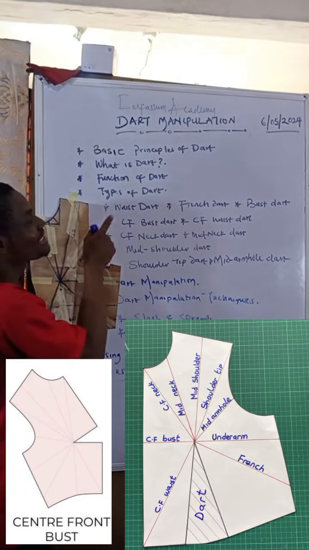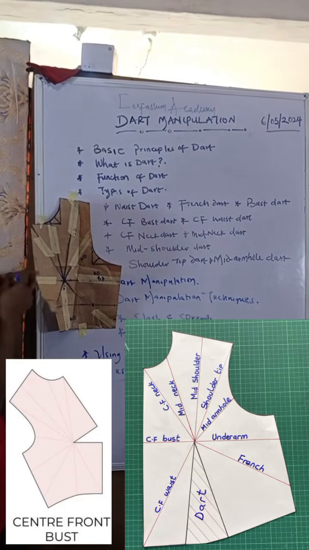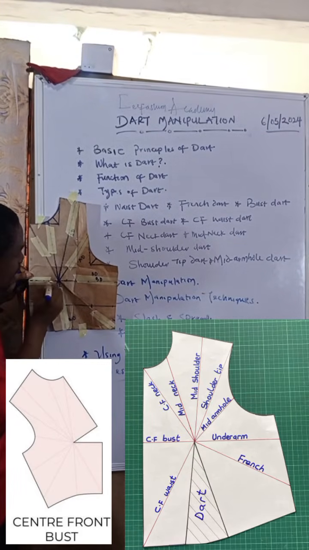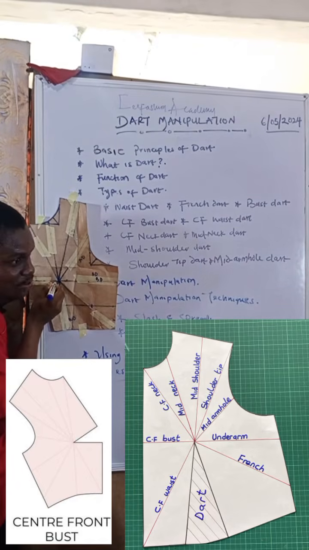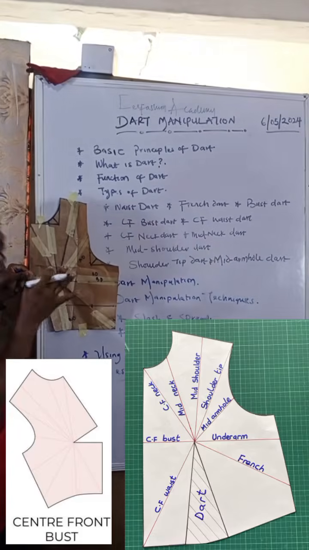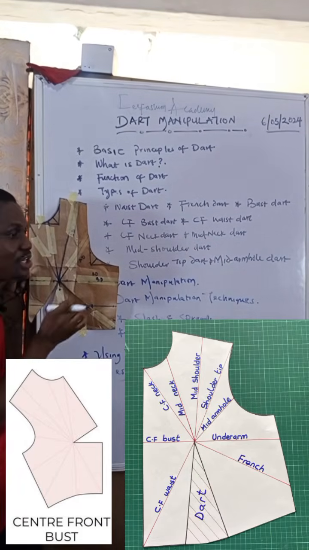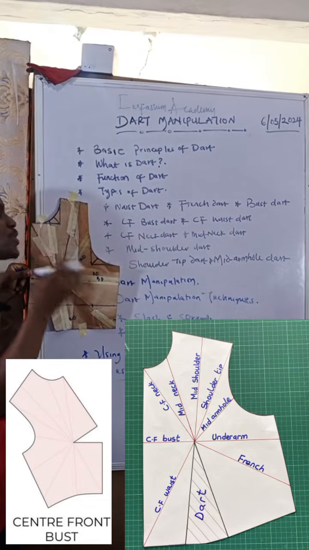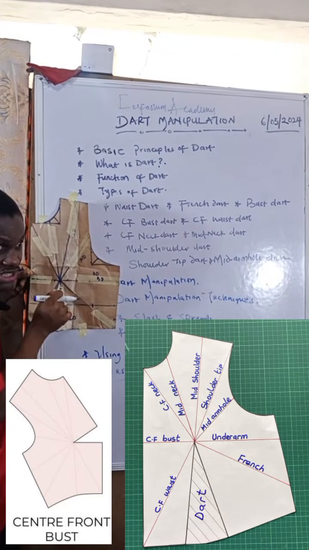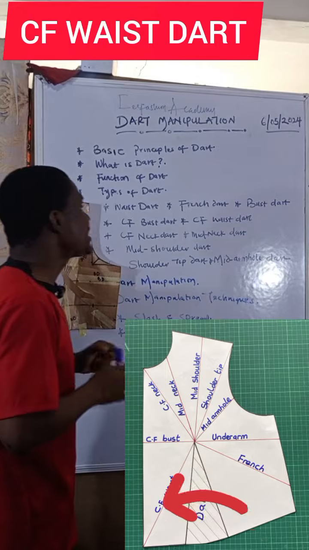So now we are talking about the center front bust dart. It's simple. Now look at it. This is the bust line. From here towards the bust point, that is the apex point, make sure you stop 1 inch before the apex point. Remember I said you can stop 1 inch, half inch, 3/4 inch, or even 5/8 inch before the bust point. Do you understand? It just depends.